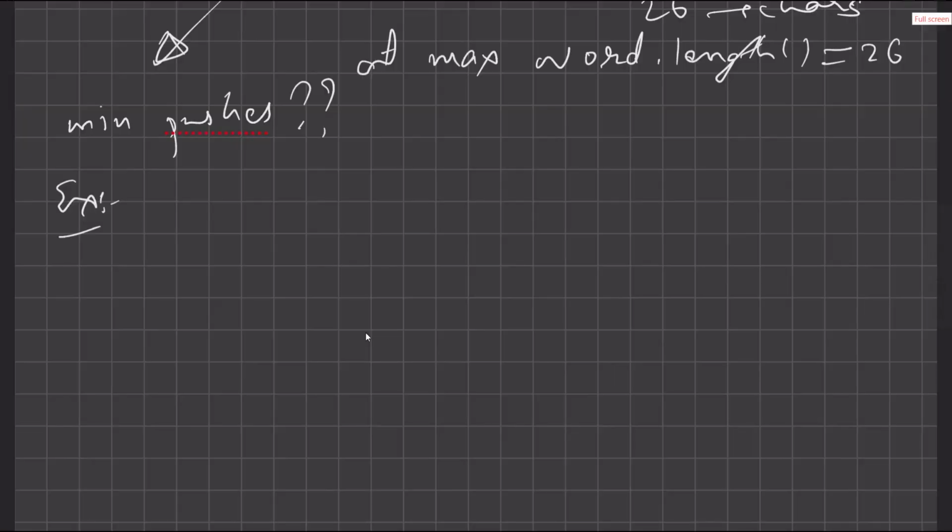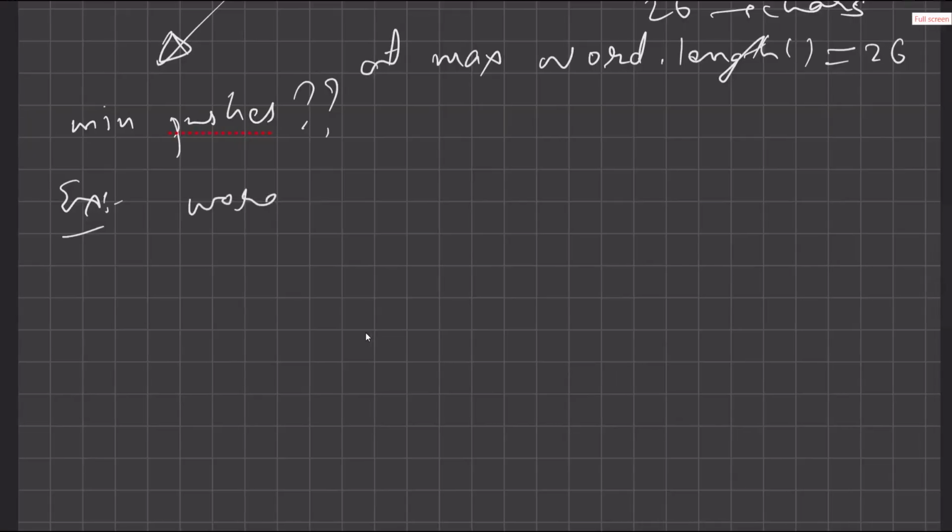In the example, what they've given is A, B, C, D, E. As you can see, it's of length 5, and all the characters are unique. There is no repetition, which is said in the question. In order to make sure we are doing the minimum pushes on the keypad, what I'll try to do is first draw the keypad.